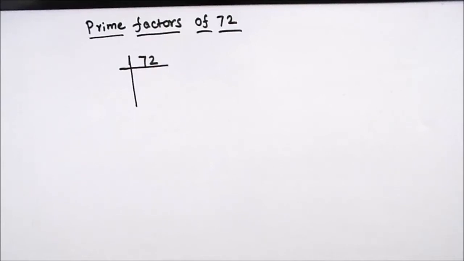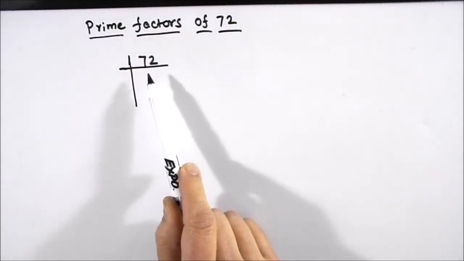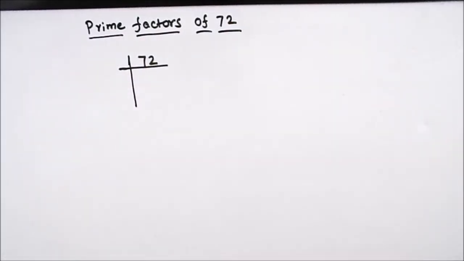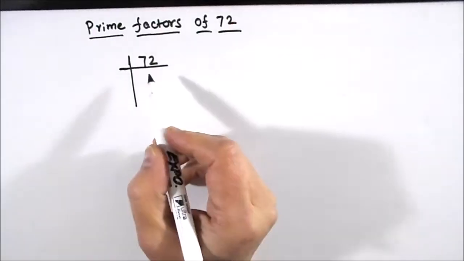Hello students, in this video we are going to learn how to find the prime factors of 72 using the prime factorization method. In the prime factorization method, we divide the number by prime numbers and find the factors of the number. So let us start by dividing the number 72 by prime numbers.